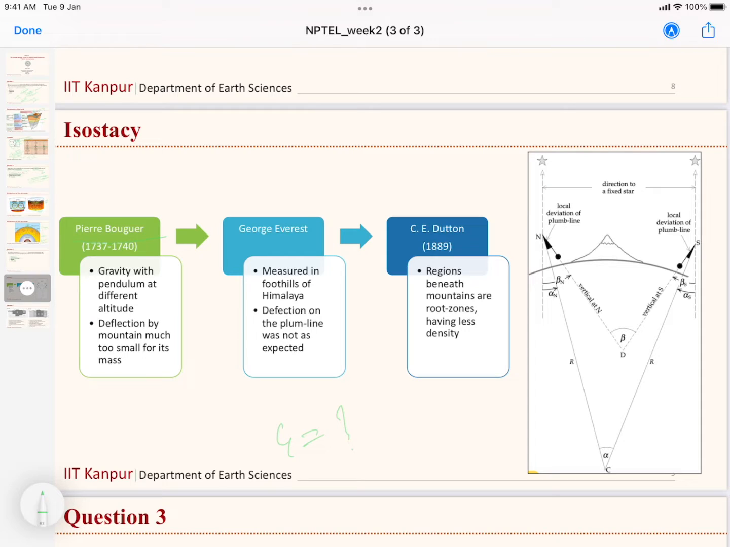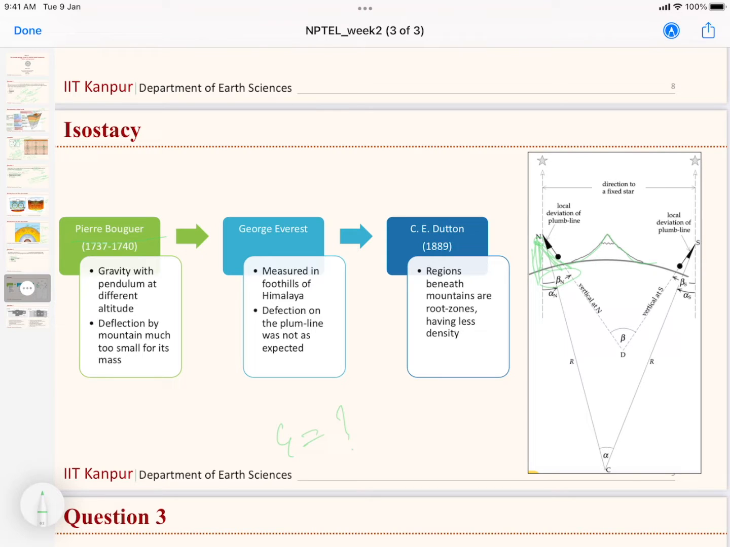What they do, they use the deflection of a pendulum. So here in this figure you can see this is a mountain. At one end of this mountain, using the pendulum, they try to see its deflection, how much it is deflecting from its mean position. The deflection angle they defined using beta n.